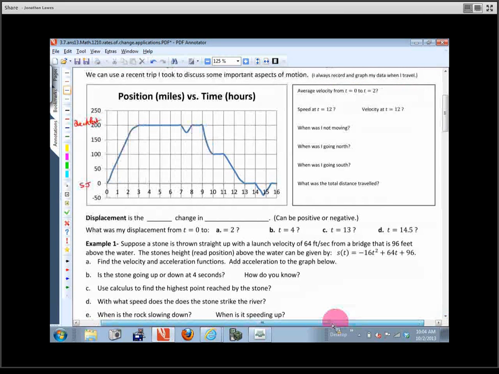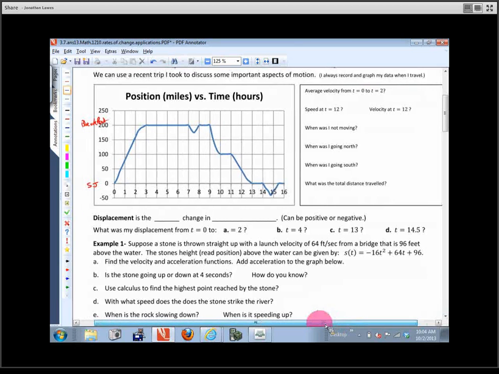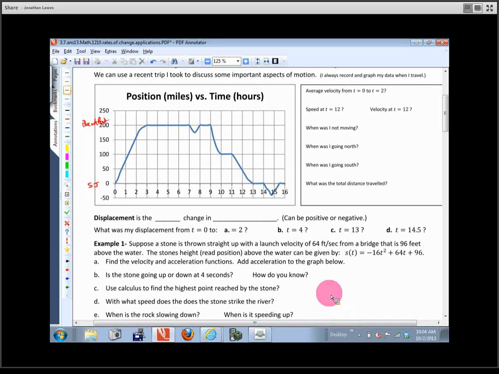I'm not such a complete nerd that I do this all the time, but I just made this up for illustrative purposes. So a couple questions right here to figure out what's going on. It says, what is the average velocity, average rate of change of position with respect to time, from 0 to 2? So time 0 to time 2. And this is in hours here, and this is in miles along the vertical axis here.